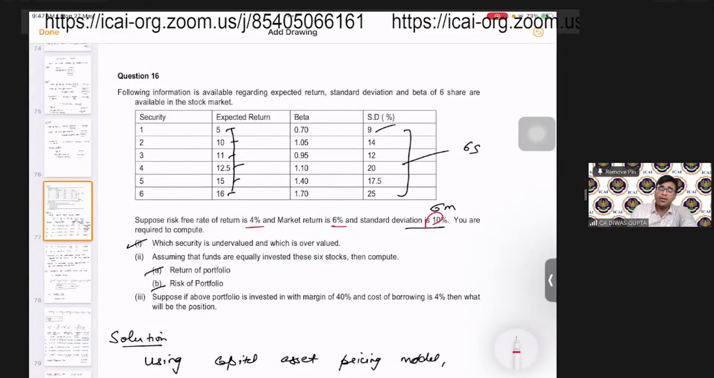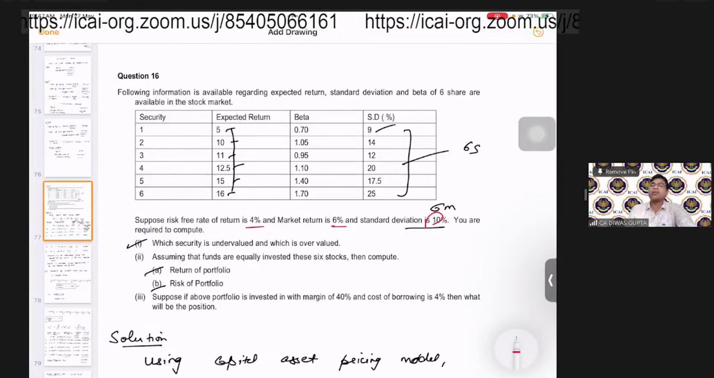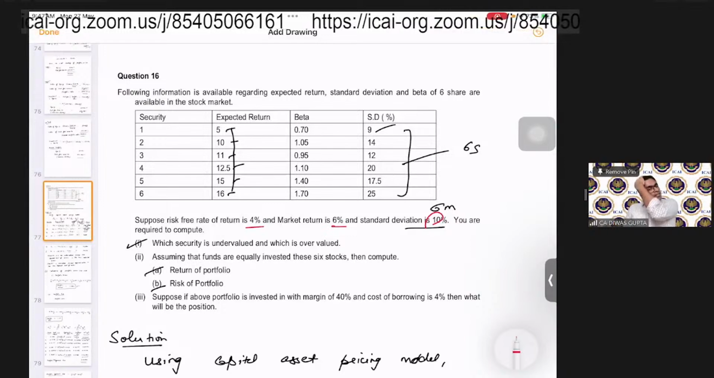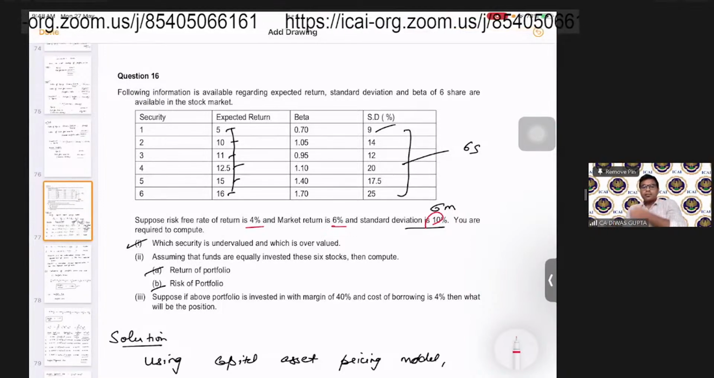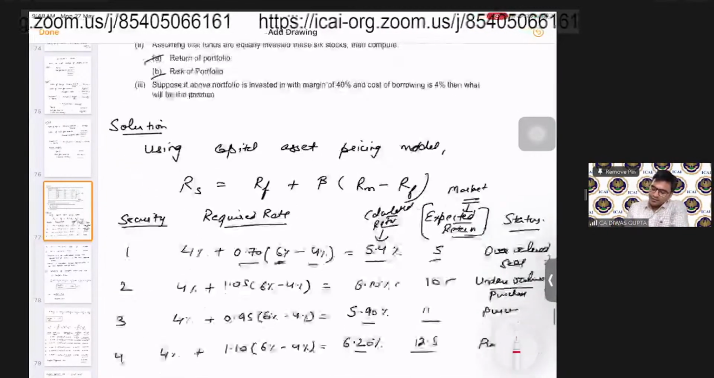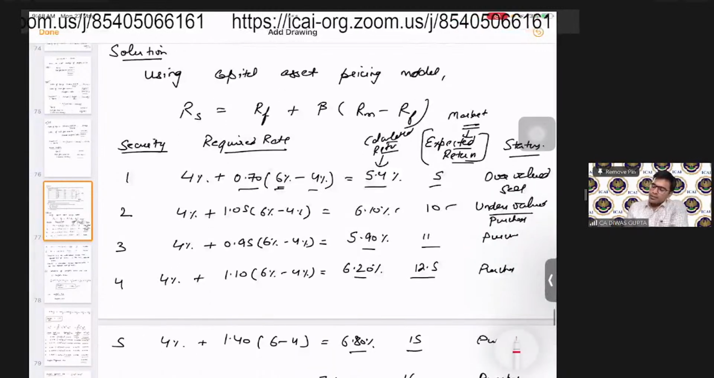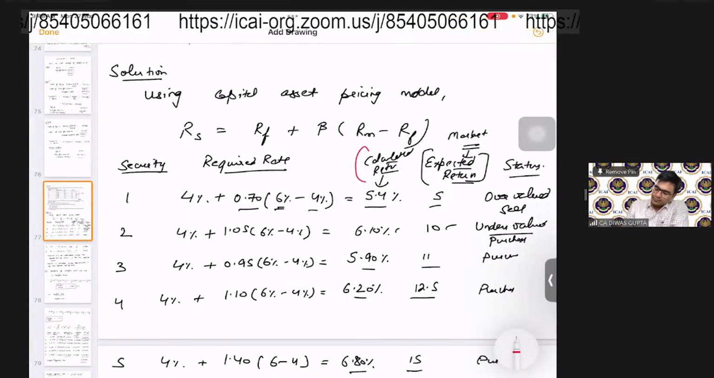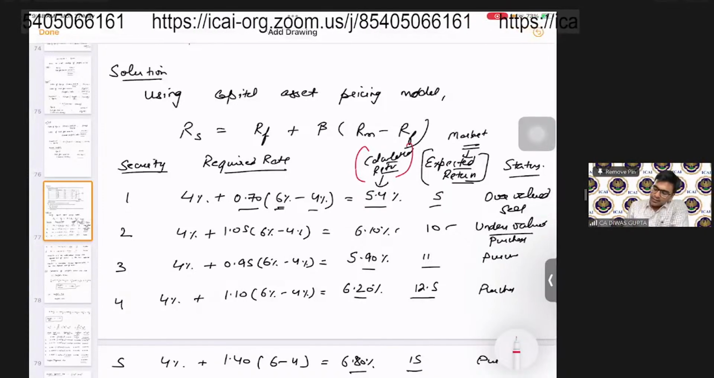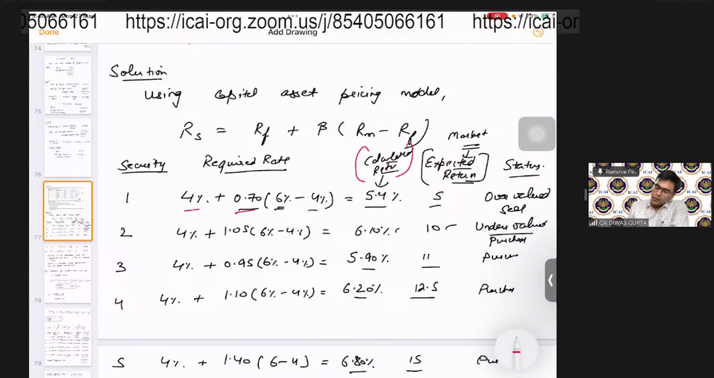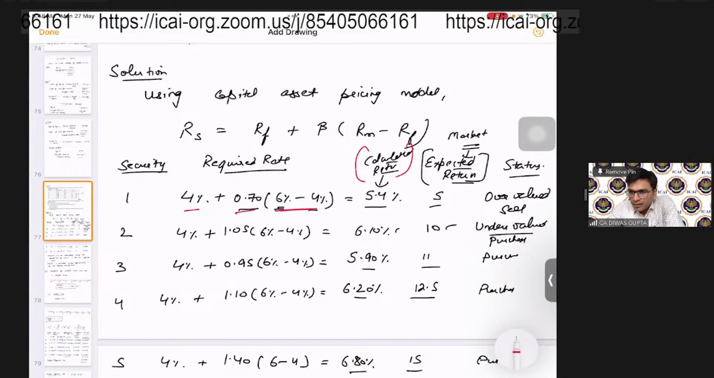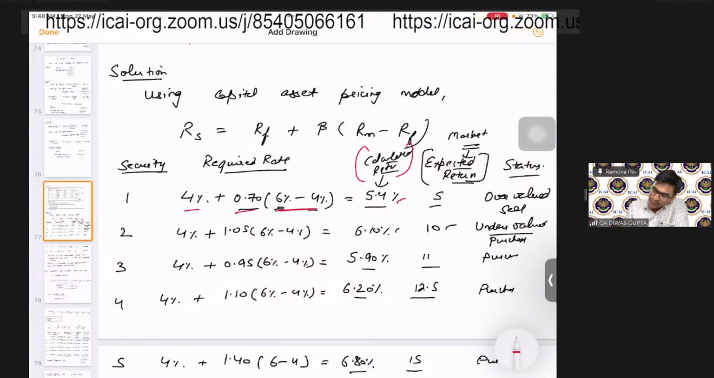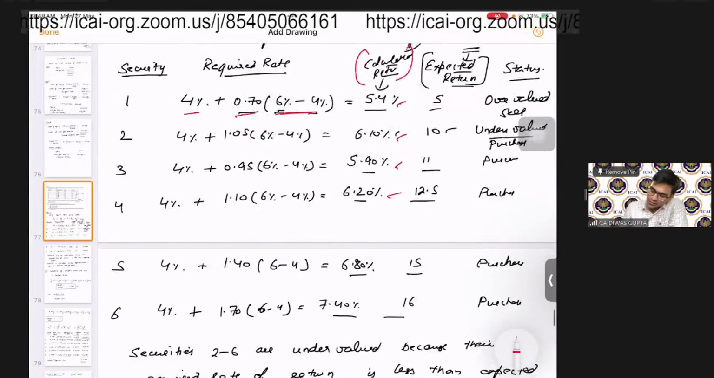For calculating under or overvaluation, we need to calculate the expected return and the actual return. The expected return is already given: 5, 10, 11, 12.5. So let's calculate the required return: risk-free rate plus beta into market risk premium. That gives us 5.4, 6.10, 5.9, and 6.2. And similarly, 6.8 and 7.4.